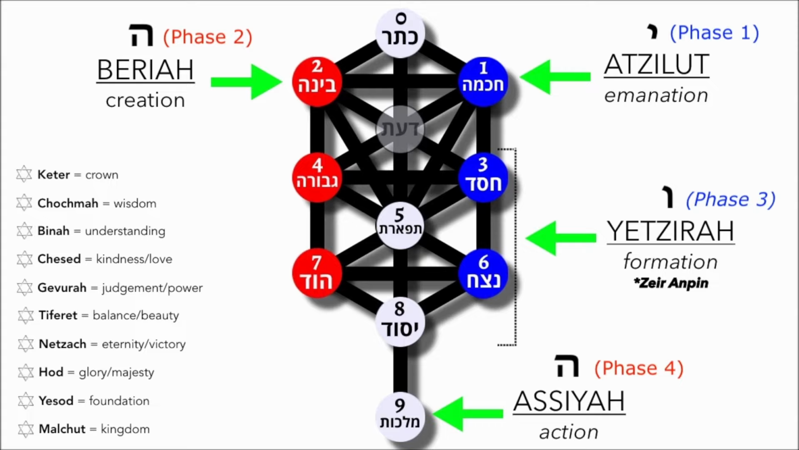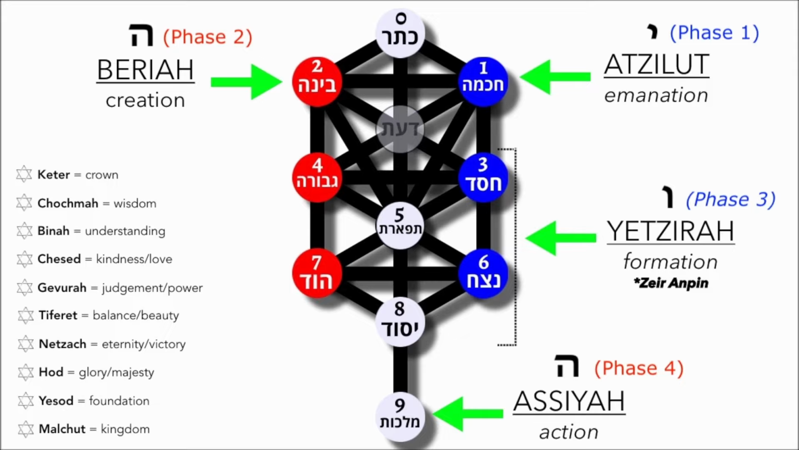The Vav in the name is Bechinat Gimel. It's the third letter, phase 3. This corresponds to Zeir Anpin, and as we know, Zeir Anpin is comprised of 6 Sfirot, being Chesed, Gevurah, Tiferet, Netzach, Hod, and Yesod. So those are the 6 corresponding to Bechinat Gimel.